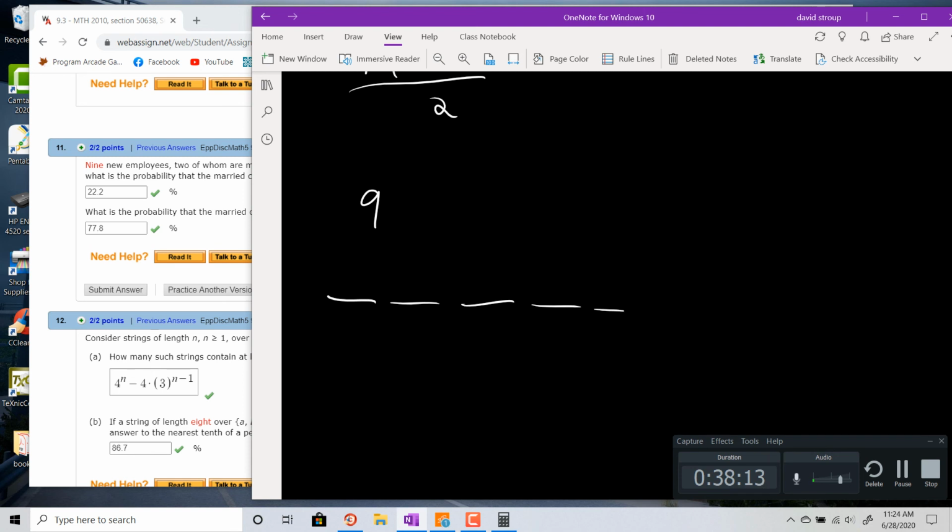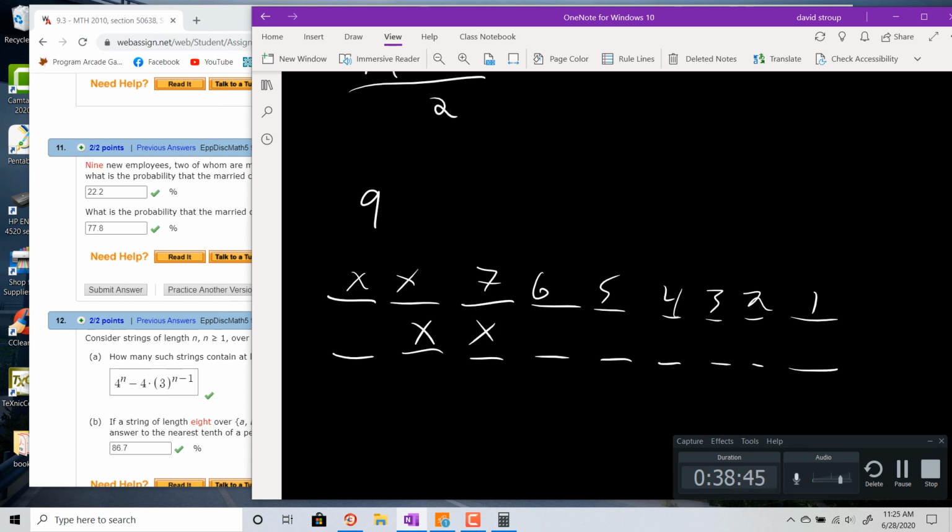1, 2, 3, 4, 5, 6, 7, 8, 9. So if they're together, maybe they're right here and right here. So after you pick those 2, then the randomly selected rest, you can't repeat them because they're humans. So there's 7 left over. So 7 times 6 times 5 times 4 times 3 times 2 times 1. So they could be in that ordering, or they can be in this ordering, right? And then they could be in this ordering, and then this ordering.